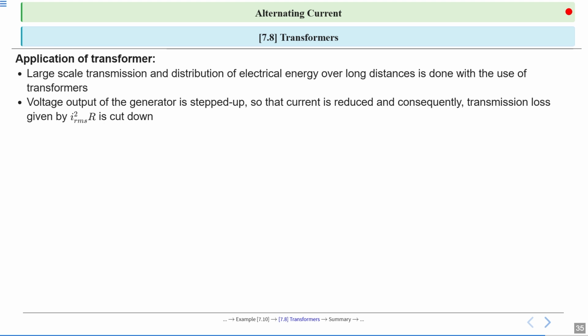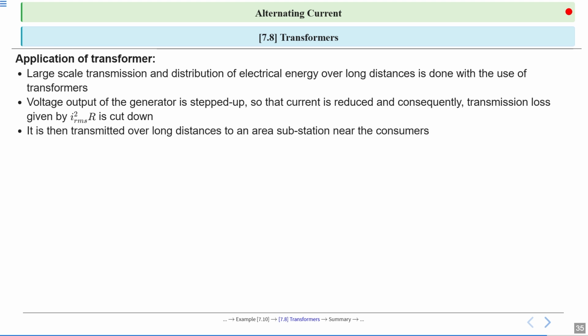When we are transmitting power, we can decrease the power loss by stepping up the voltage and decreasing the current. The voltage output of the generator is stepped up so that current is reduced, and consequently the transmission loss given by IRMS squared R is cut down. So we are decreasing IRMS and increasing VRMS, due to which power loss is decreased. It is then transmitted over long distances to an area substation near the consumers.